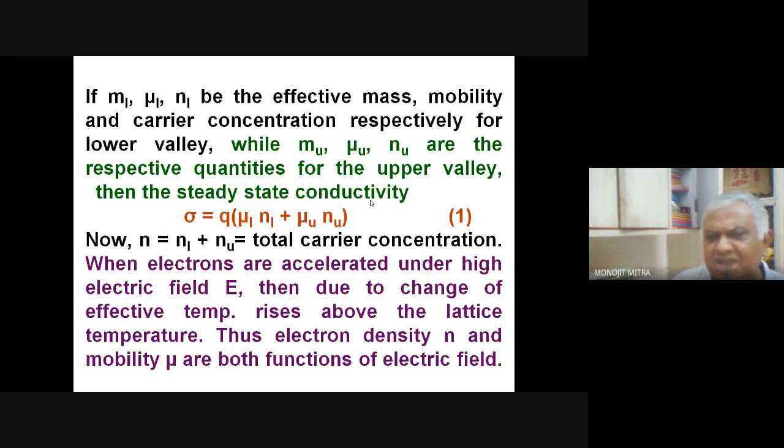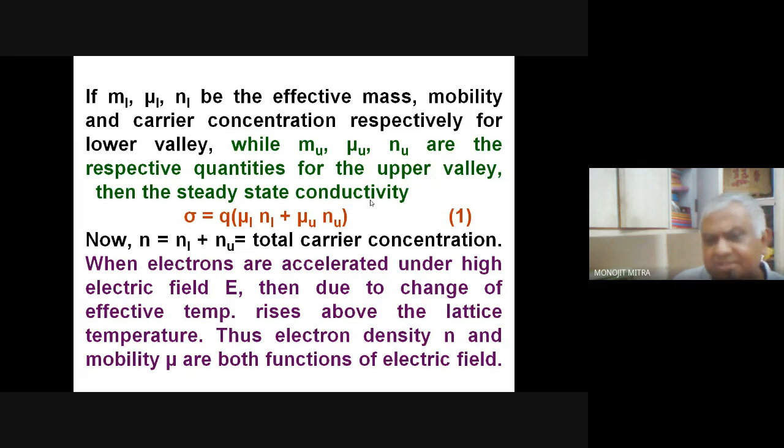Conductivity sigma of any material depends on three things. One is Q, the charge of the particular carrier which is present there, then mobility, and then the number of carriers. So sigma equals n Q mu. Sigma equals n Q mu, or n e mu if you denote the charge as e.